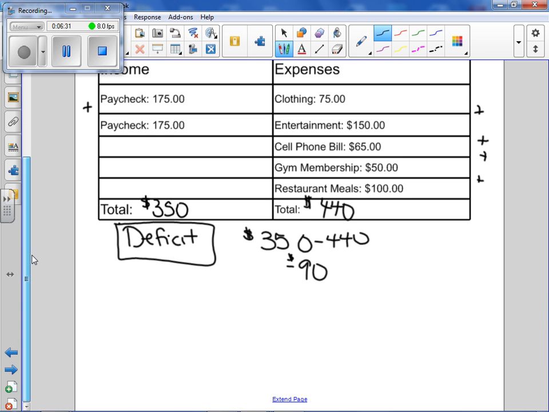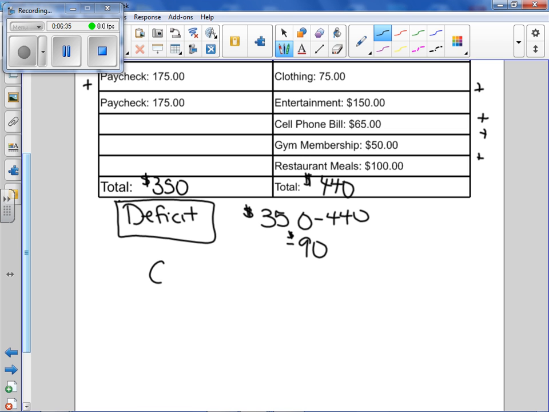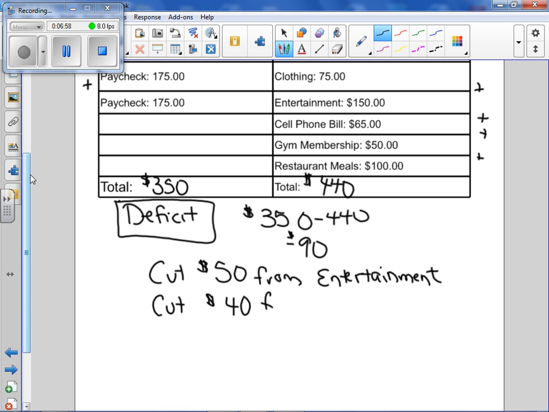So what I would do is, if it was me, I would cut $50 from entertainment, because I think I could spend only $100 a month. I think that would be fair. The other thing that's an extra would be the restaurant meal. So I need to cut $90. I've already cut 50. I would probably also cut then the additional 40 from going to the restaurant.